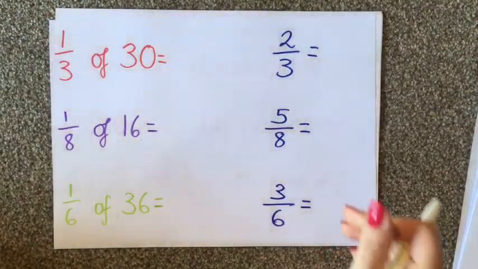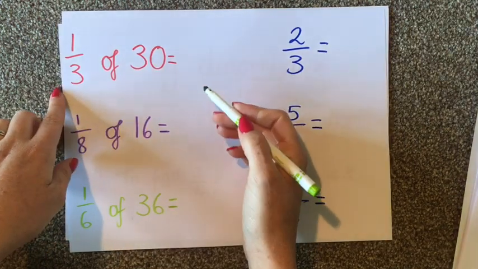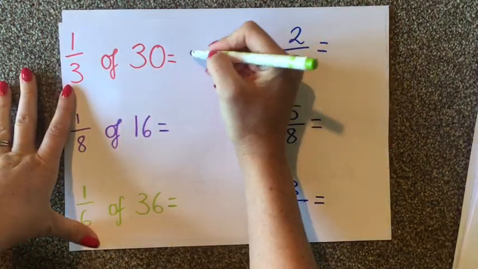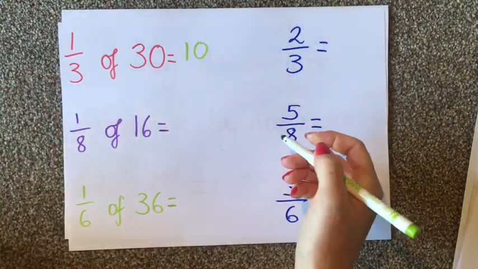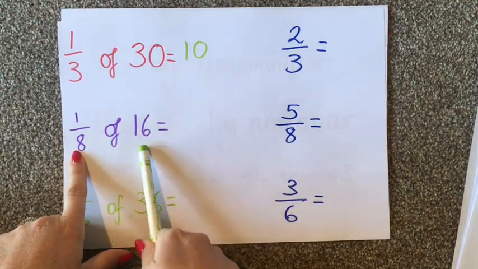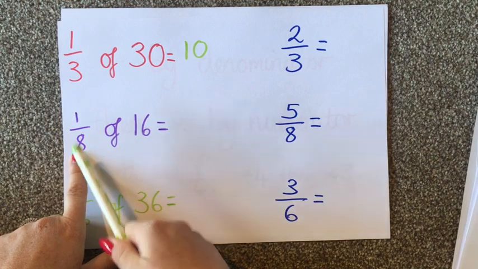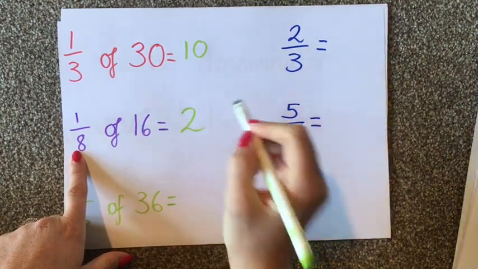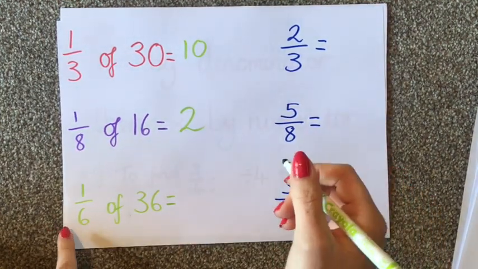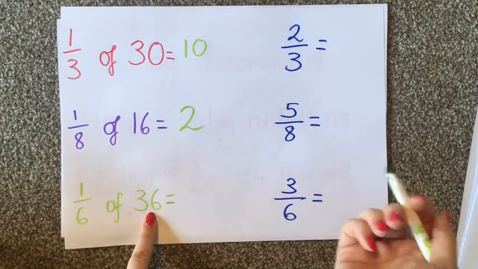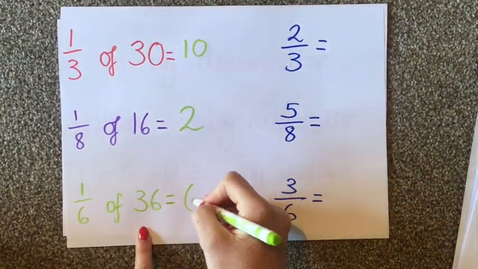So if I was to ask you these examples, 1/3 of 30, I'm dividing by 3, so 1/3 of 30 would be 10. For 1/8 of 16, I'm dividing by 8, so 16 divided by 8 would be 2, so 1/8 of 16 is 2. And then 1/6 of 36, well, I'm dividing 36 by 6, so 1/6 of that is 6.